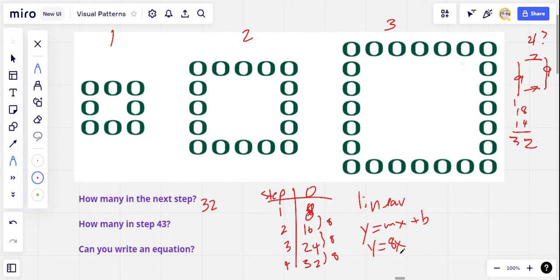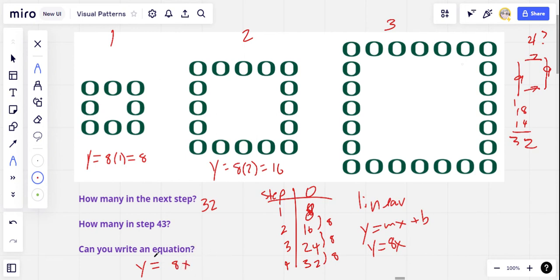X is our step number. And then we would use this b to adjust it if the numbers didn't come out right. But I think b is going to be 0 in this case, because look, if I have y equals 8x, or 8 times step 1, that would be 8 times 1, that's 8. That's how many there are. And y equals 8 times step 2 here would be 16. So that is working out. So I think our equation is just that simple. It's y equals 8 times x.